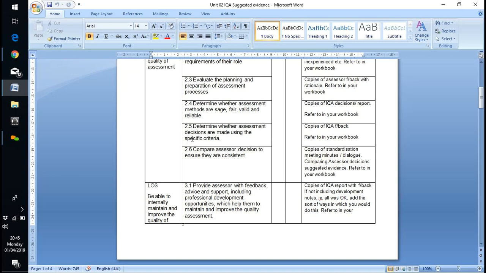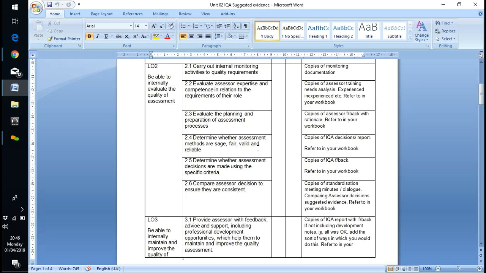Again, this is the second part of that, determine whether assessment decisions are made using the specific criteria. Again, a copy of your IQA feedback report. It will make sure that you assess purely against the specific criteria and not use any other criteria that may be in your head about the qualification. As a teacher assessor, you may use material that is not there. Sometimes this happens. One of the reasons that I adopted the change in sheet is that the piece of summative assessment goes against each criteria, so that there's no equivocation there about whether it's made using specific criteria, because the assessment is made actually against it.